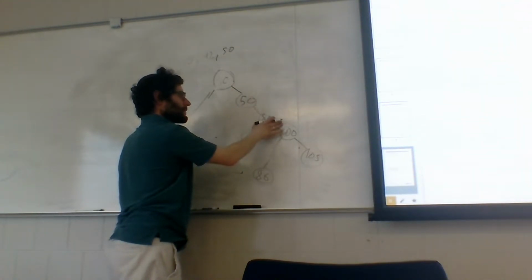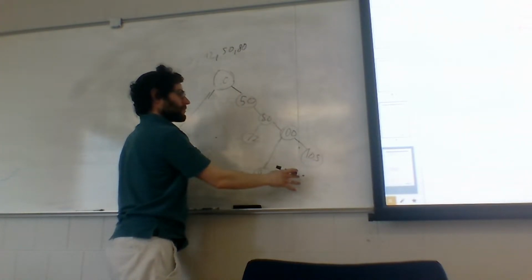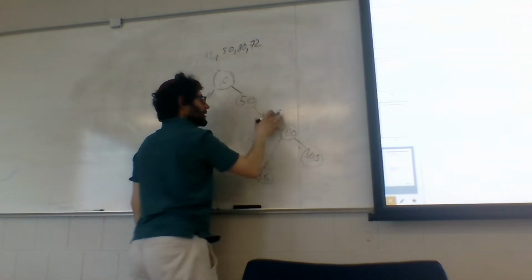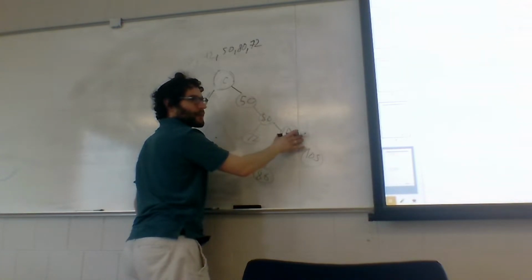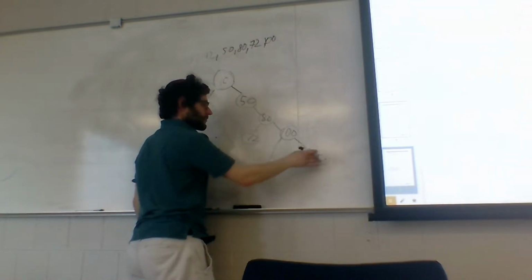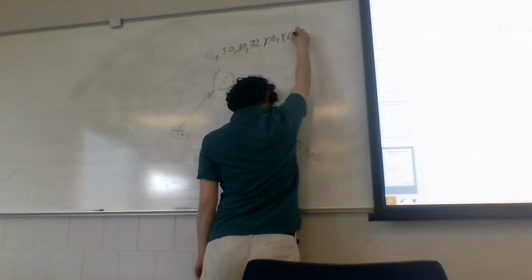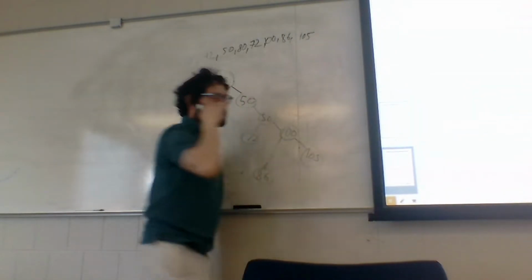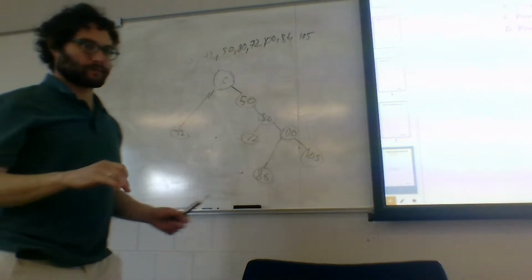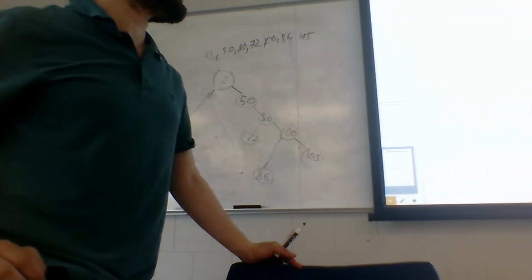So then we're at 80. We handle 80's left subtree, and then we handle 80's right subtree. 80's left subtree is 72, and then it's got nothing else. 80's right subtree starts with 100. Then we handle 100's left subtree and 100's right subtree: 86, 105. There we go. So that is the preorder traversal for this. Yes? And you said A is in order. A is in order.